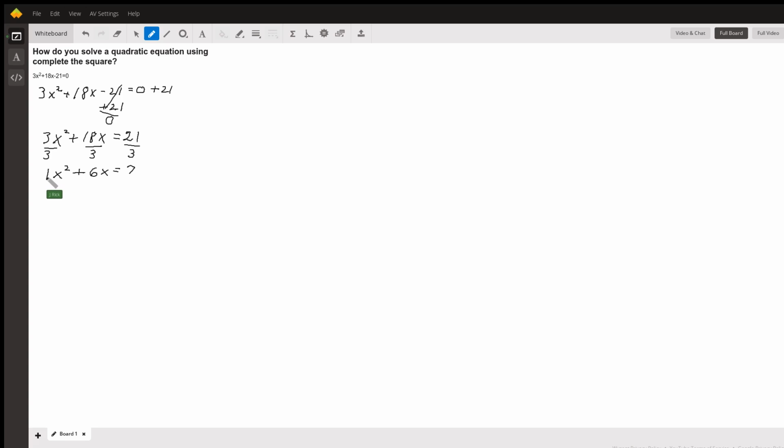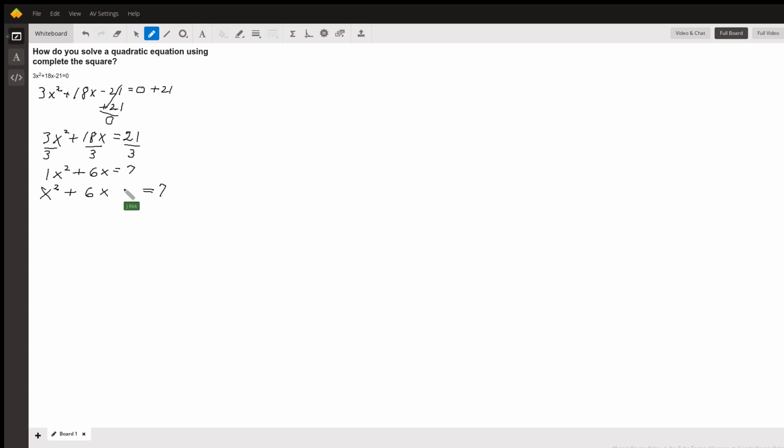Now the 1 can be invisible. So we're just going to make this x squared, and we understand there's a 1 there. You can make them visible if you need it and invisible if you don't need it. And we don't need it this time. Plus 6x. Now this time we're going to leave a space here. Equals 7.